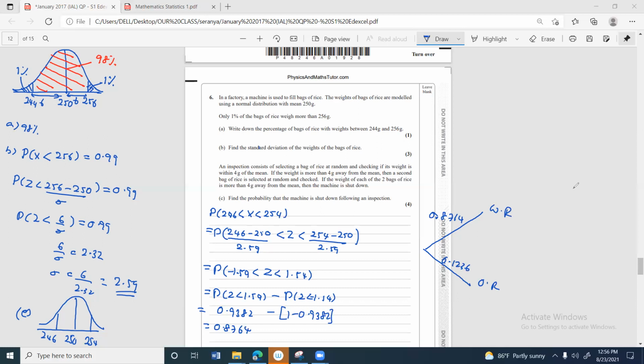Second one also, that's one within range and out of range. This one also within range and out of range. The same probabilities come over here. This one also 0.8764. Like that it comes in the same values, right?